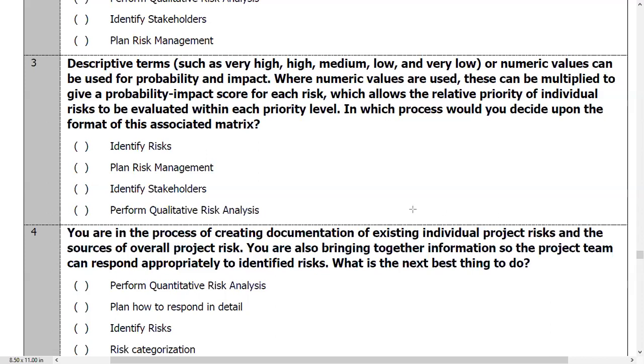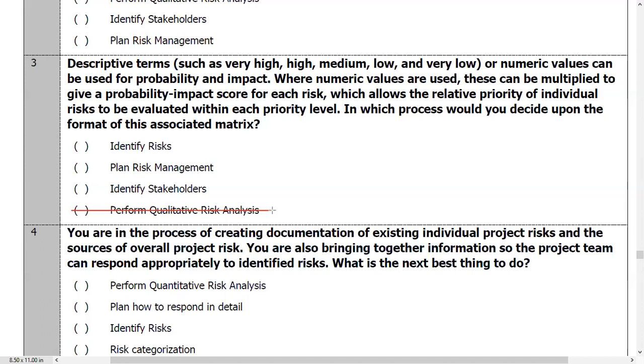So where do you decide upon the format of the probability impact matrix? Well, you got to decide upon how it looks before you use it, right? So we are going to cancel perform qualitative risk analysis because that is where you actually use the matrix. You cannot decide upon the matrix in the process where you use the matrix. So we get rid of option 3, or option 4, I beg your pardon.